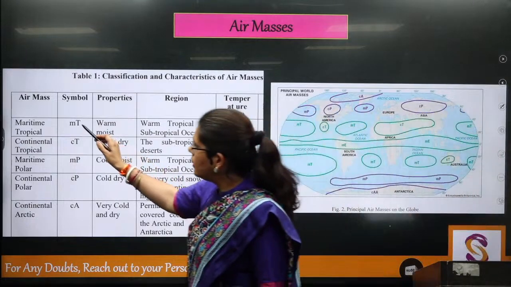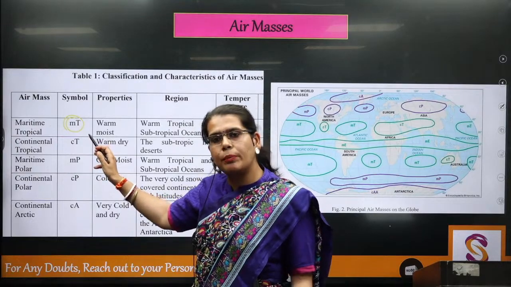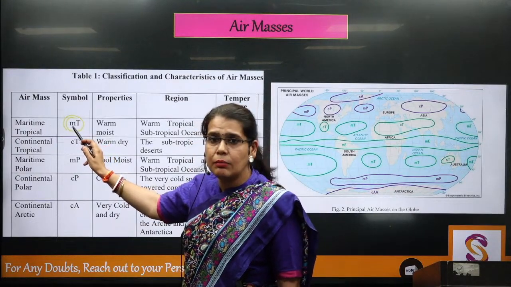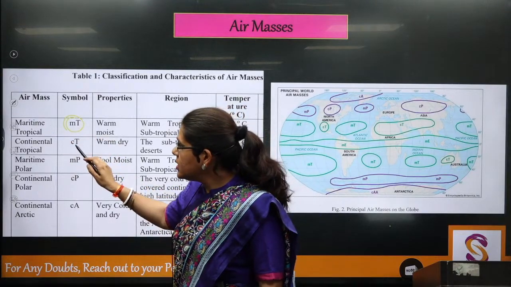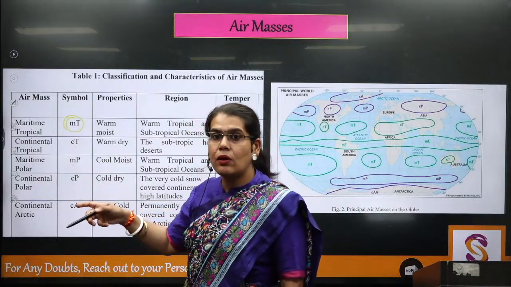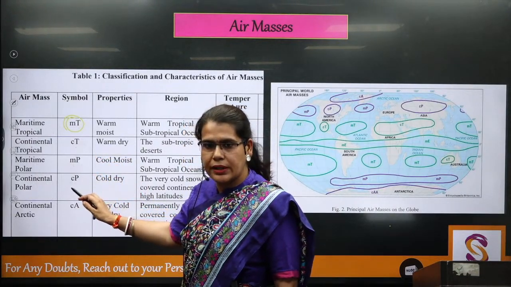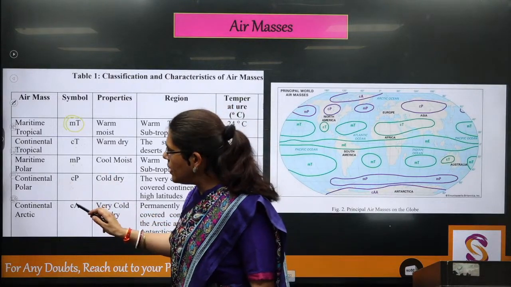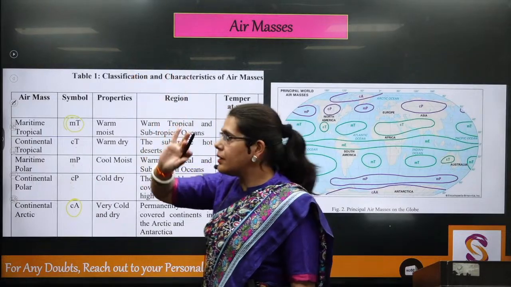Okay, now MT, what would it mean? M means maritime and T means tropical. So maritime, but in which zone, which area? Tropical area, MT. CT means continental, tropical. M, maritime, can also be in the polar area, so maritime polar, and CP, continental, polar. Similarly, continental Arctic, way above northward. Okay, so continental Arctic हो गया.